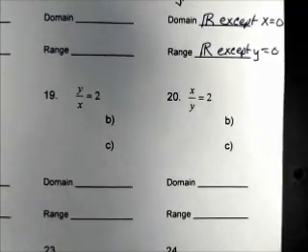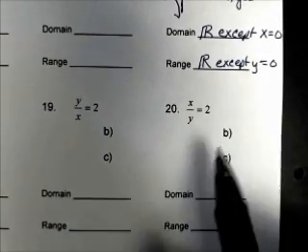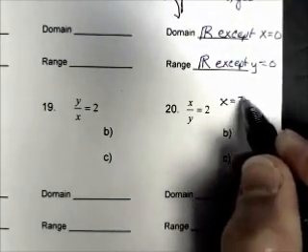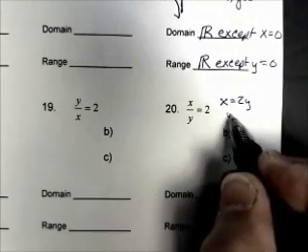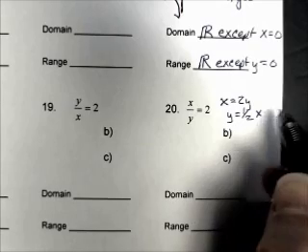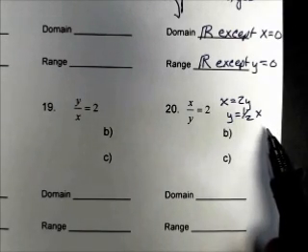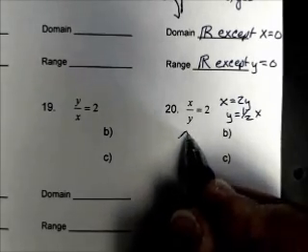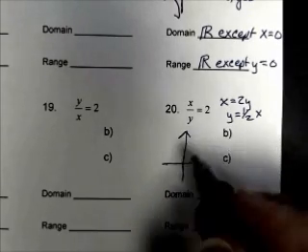And next, number 20. We have x over y equals 2. Let me multiply both sides by y, so I have x equals 2y. And then divide by 2, so y equals 1/2 x. I want y by itself in order to go to the calculator and key it in. But y equals 1/2 x turns out to be the same as what I just did in number 17. So let's just copy the sketch from 17.